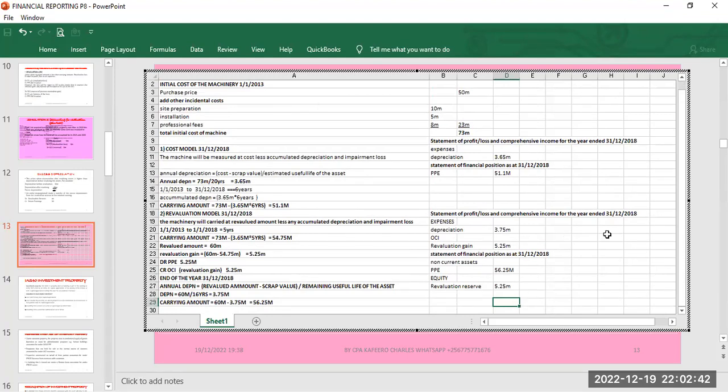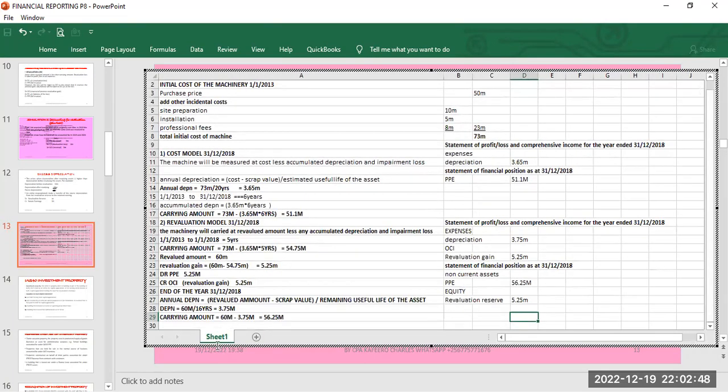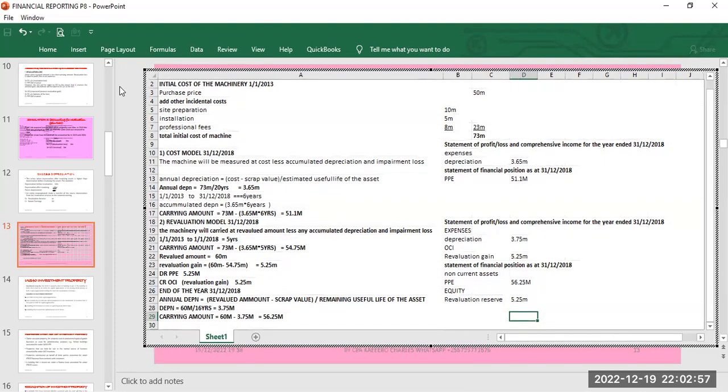I'm trying to remove these borders, sort of the grid lines, so you'll be able to see something. That is basically what they wanted us to do. And that's all for these computations of PPE.